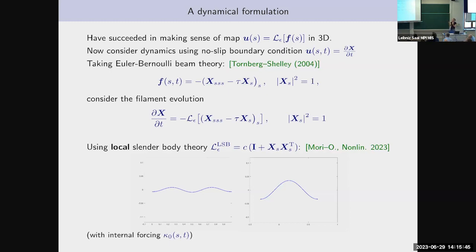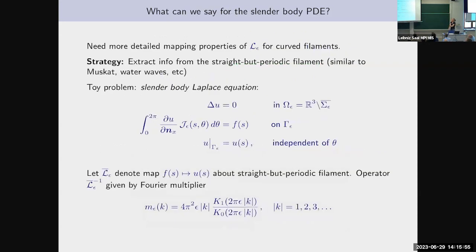So what we really want is to do the full PDE, to understand what the slender body PDE will give us for this evolution. And in order to do that, we really need more detailed information on the mapping properties of this Neumann-Dirichlet operator L epsilon for curved filaments.